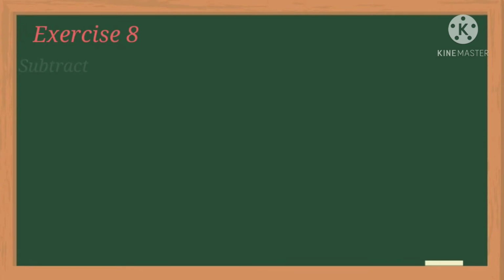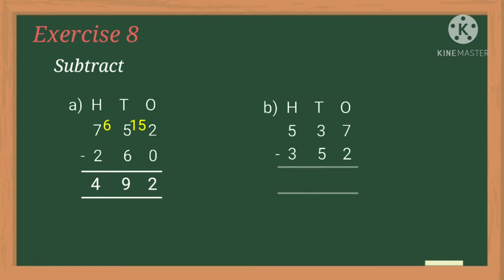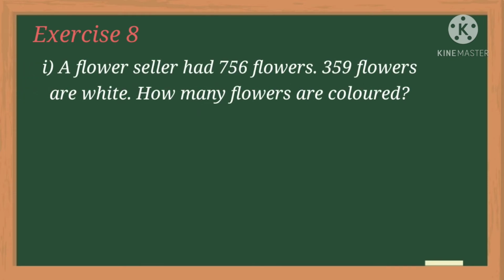Similarly, in the next exercise, here we have to take the borrow from the hundreds place digit. Observe here, the hundreds place 7 becomes 6 and the tens place becomes 15. And subtract as usual. 2 minus 0 is 2, 15 minus 6 is 9, 6 minus 2 is 4. The second one is also in the same method. Yes, 7 minus 2 is 5, 13 minus 5 is 8, and 5 minus 3 is 1. 185 is the answer.